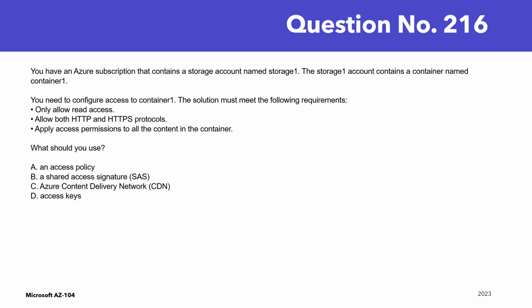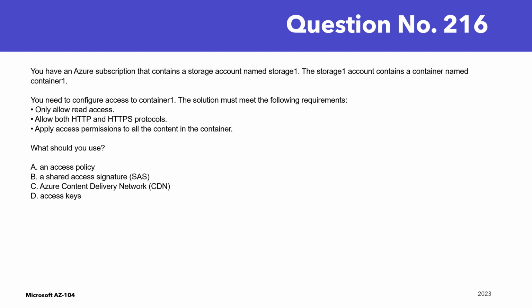You have an Azure subscription that contains a storage account named Storage1. The Storage1 account contains a container named Container1. You need to configure access to Container1. The solution must meet the following requirements: only allow read access. Allow both HTTP and HTTPS protocols. Apply access permissions to all the content in the container.